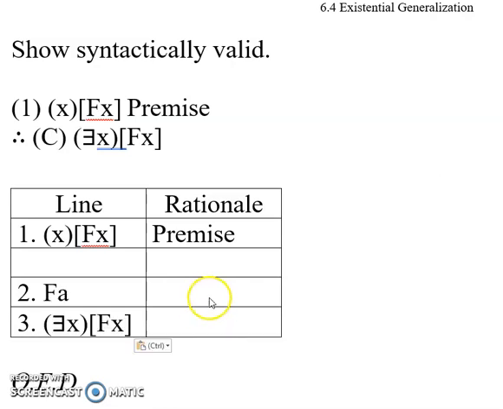Okay, hopefully you were able to get it. I left these blank just so that you could fill them in in case you weren't able to get it. But yeah, this is pretty simple, right? So all we did here was we universally instantiated line 1, and we went to an individual constant, which is permissible. We also could have gone to a pseudonym, either universal or existential.